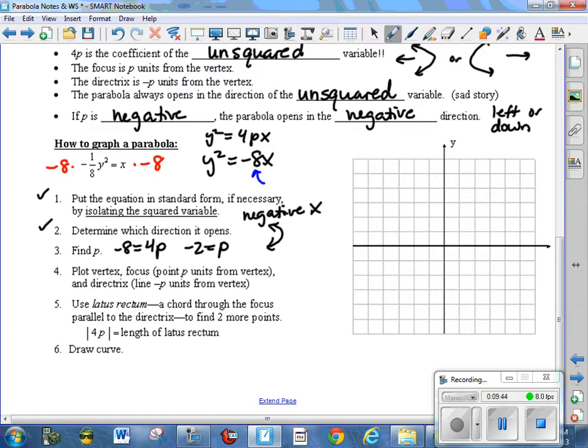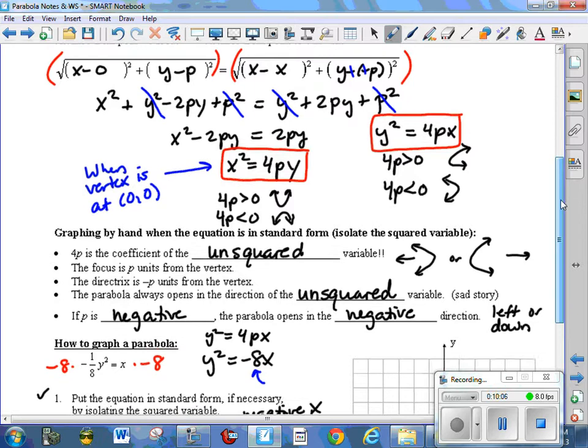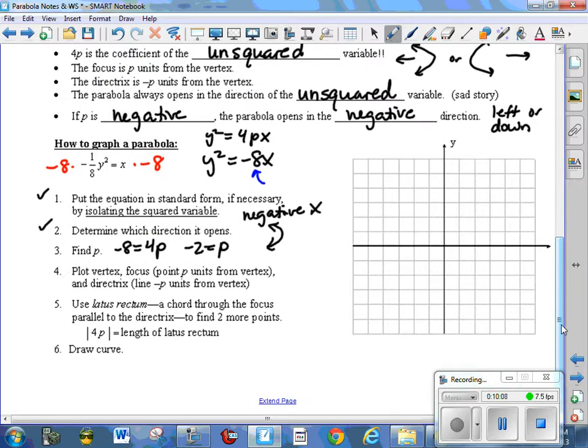Now, I've given you a particular equation. I'm going to go back and add one little comment to here. This is when the vertex is at the origin, at 0, 0. The equation will have an h and a k in it, just like the ellipse and hyperbola did, if we are not at the origin. So we're at 0, 0.